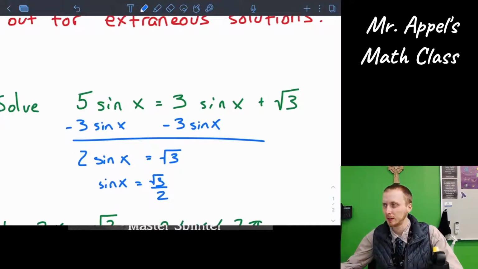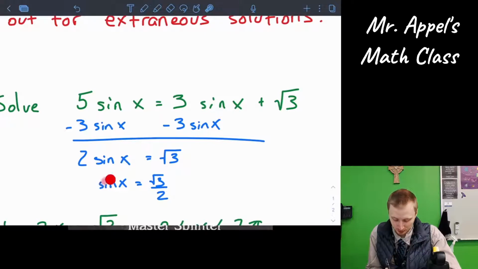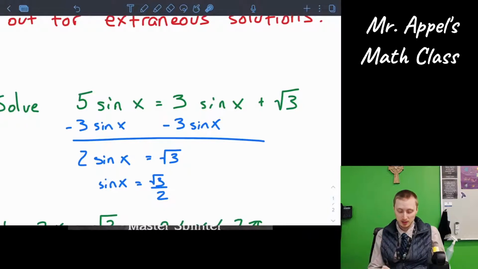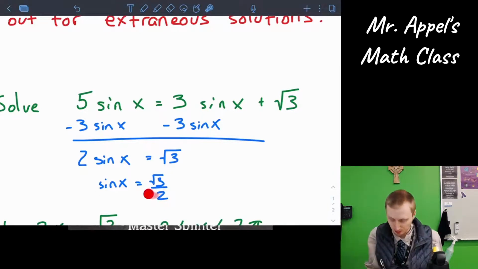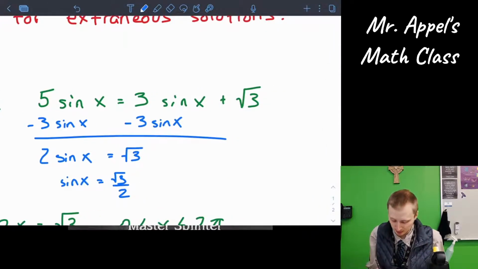Now we're down to just the trig function. What values of x have their sine as root 3 over 2? Okay, so which angles on my unit circle, where sine gives me the y-coordinate, have the y-coordinate square root 3 over 2? Well, in the first quadrant, that would be this guy.